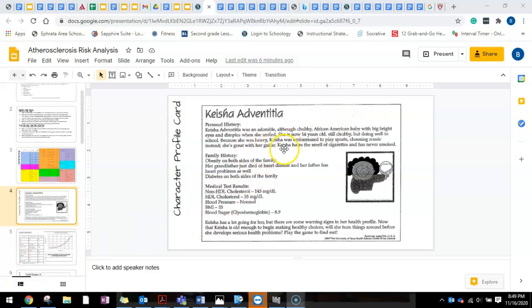It then talks about that she hates the smell of cigarettes and has never smoked. Her family history, obesity on both sides. Her grandfather just died of heart disease. Her father has heart problems and also has diabetes on both sides. And then she has her medical test results here.